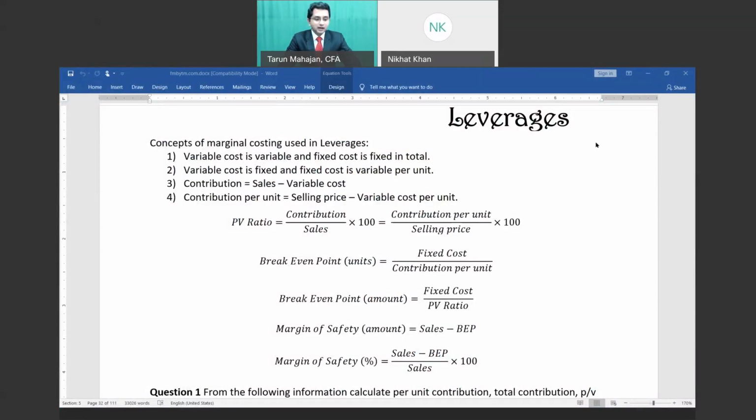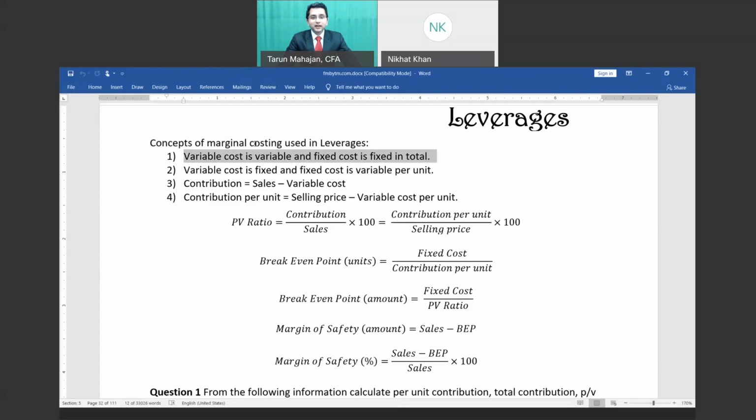And today we are targeting to have leverages, cost of capital, and capital structure theories in our agenda. So here I am starting with leverages. Before we discuss anything about leverage, we need to go through some of the basic concepts of marginal costing.